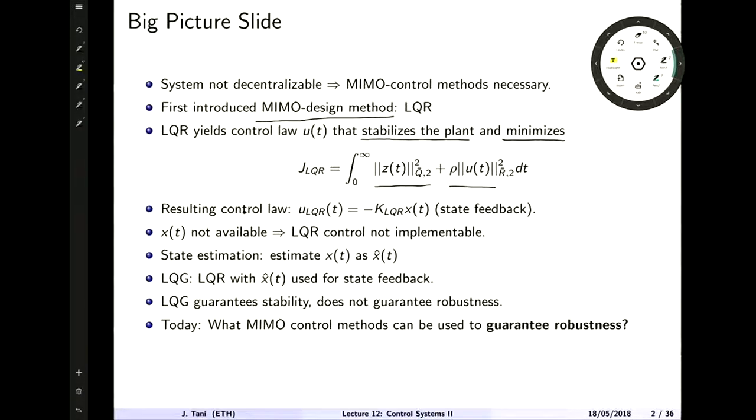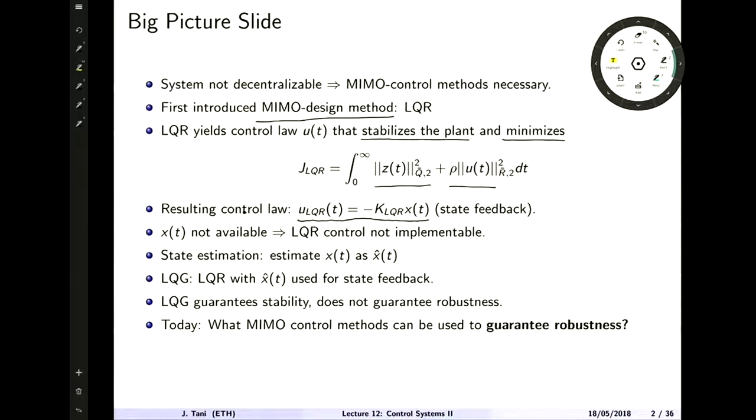So what does it mean? If we have the 2 norm of a signal, it's referring to the energy of that signal. So in this cost function, we have the energy of the tracking error and of the control input, which we minimize. What's important is that we saw that this control law takes this form. So it's state feedback.